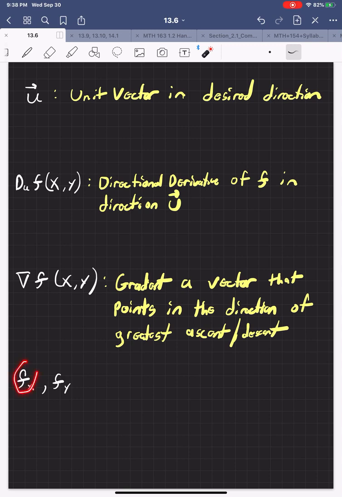Well, we know these are just partials, just partial derivatives. But we saw that partial derivatives are still directional derivatives, just in the direction x or y.